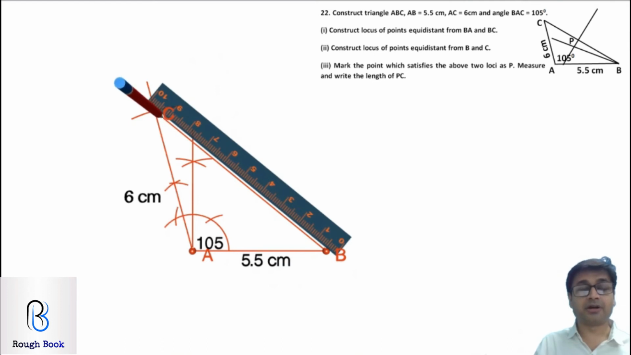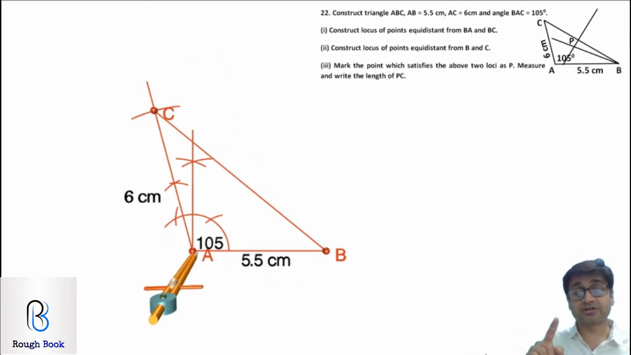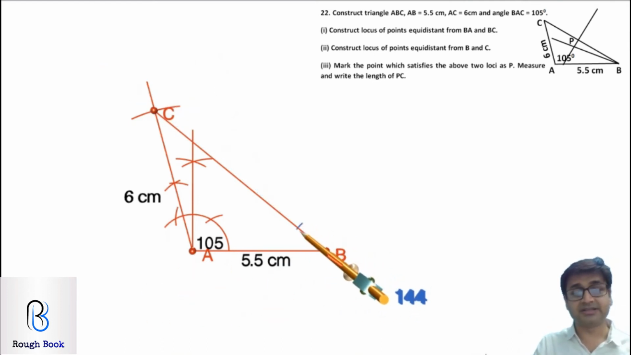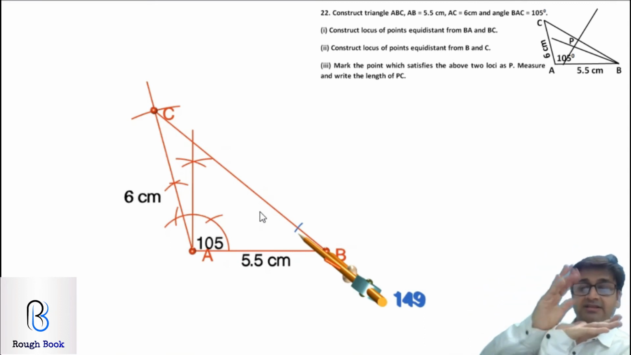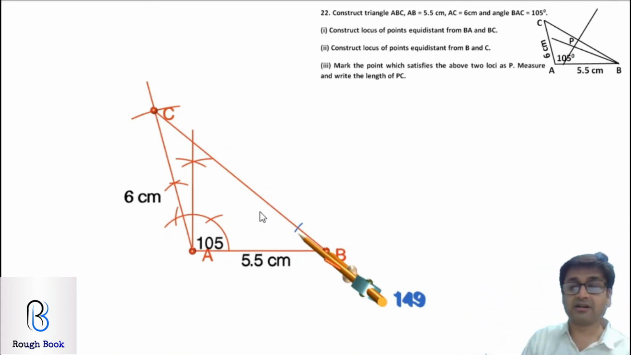Now for the second part, what are they saying further? Equidistant from BA and BC. So if it is equidistant from BA, which is here down, and BC, BA down, BC on top. So 2 sides like this, draw the angle bisector. That will be the locus.